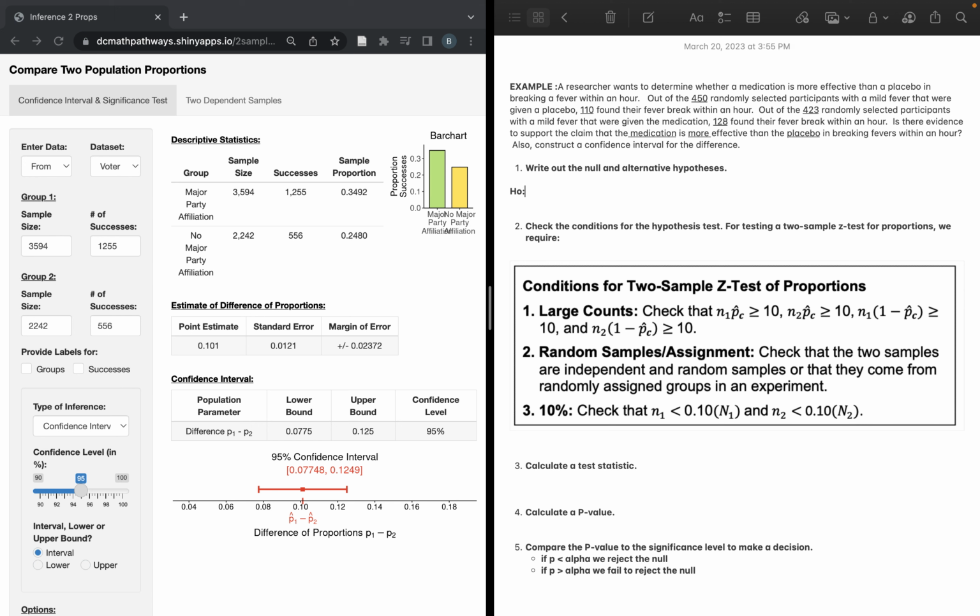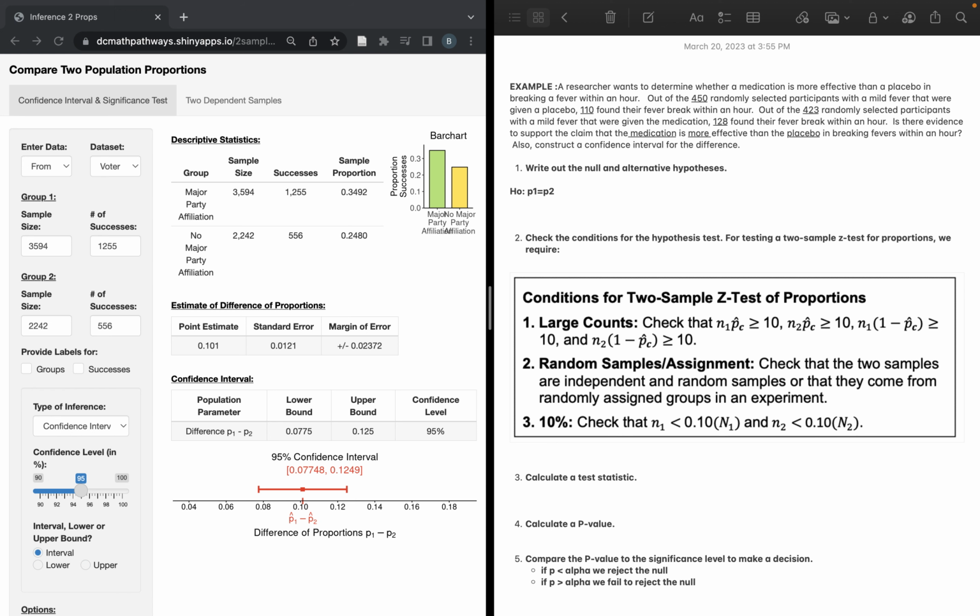So for our null, this time we have two samples. So we could call our first one P1. I'm going to call my second one P2. So instead of being equal to a number, this time we're having our first sample equal to our second sample. And then for the alternative, we're going to say P1 is greater than P2, since we want more effective.